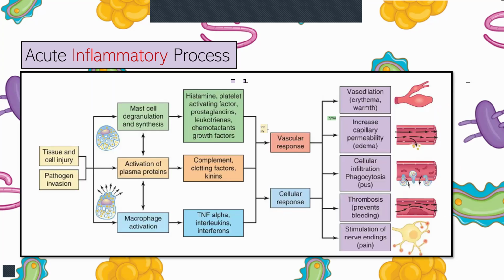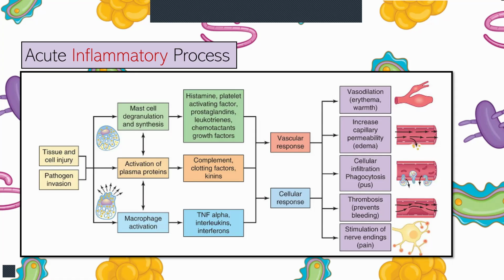The process follows a series of steps leading to vascular and cellular responses, which help in eliminating pathogens, repairing tissue damage, and restoring homeostasis. In the first step, tissue and cell injury and pathogen invasion, injury or infection triggers the body's immune response. And the mast cell degranulation and synthesis release histamines, prostaglandins, leukotrienes, chemotactic factors, and growth factors. These chemicals mediate inflammation by affecting blood vessels and immune cells.